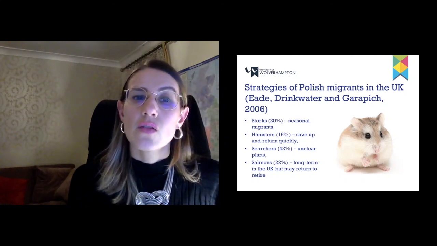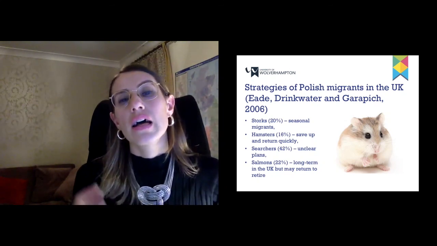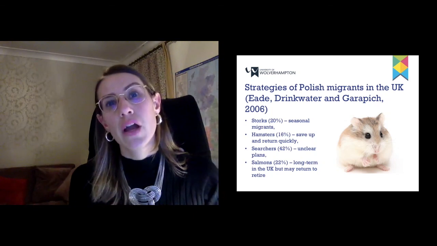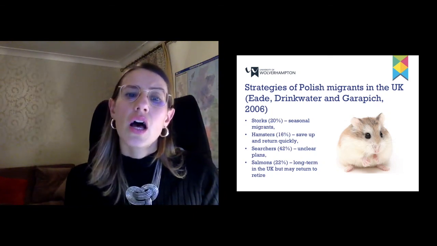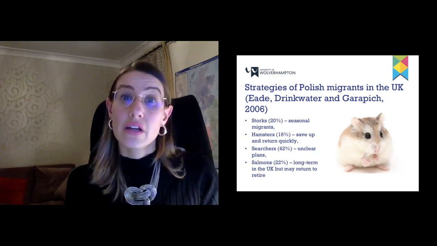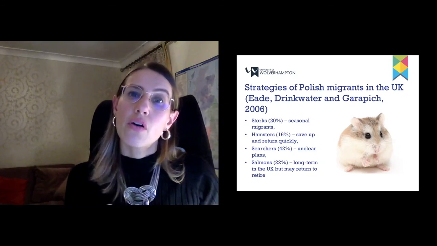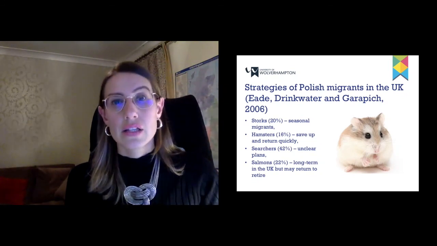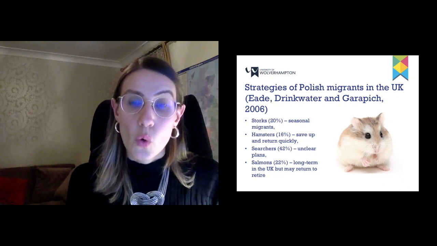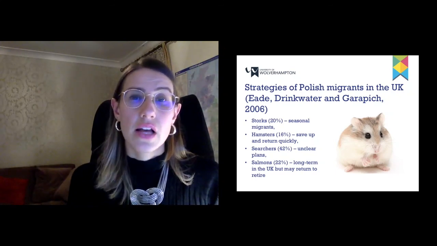And finally, what the authors call salmons: people who come to the UK and see their migration more as a long-term, more permanent migration, but not necessarily a settlement, because some of them plan to return to the country of origin when they retire, especially if they reach retirement age and the necessary number of years worked here in the UK, and they can transfer their pensions back to the country of origin, where they can enjoy good living standards and quality of life.